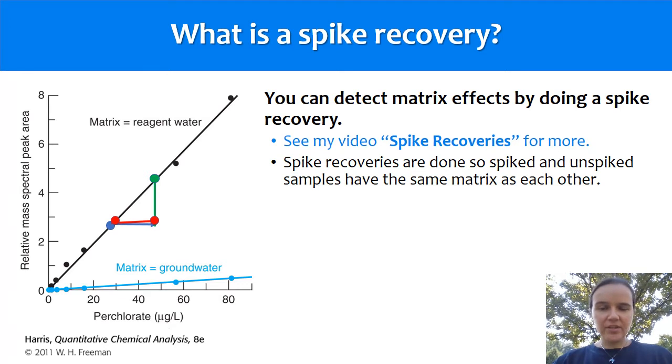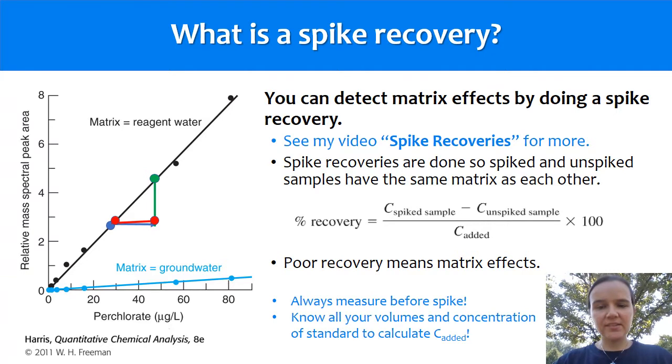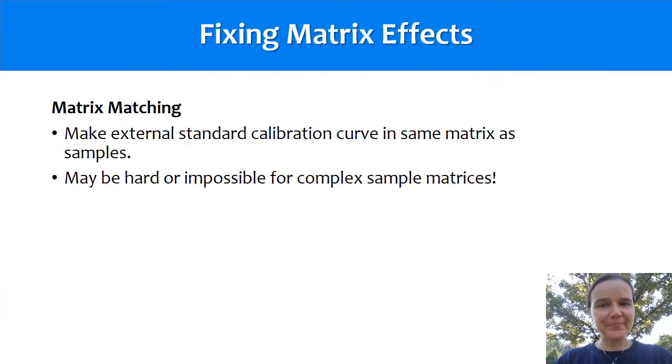The reason why spike recovery is so great is that the spiked and the unspiked samples here have the same matrix as each other because their matrix is the matrix of the sample. You're going to do a calculation of concentration spiked minus concentration unspiked divided by the concentration of added. If you get a poor recovery, something that's not 100%, then that means that you have matrix effects. You always have to measure your sample before you spike it, and you always need to know the volume of the sample and of the standard and the concentration of the standard in order to calculate C added.